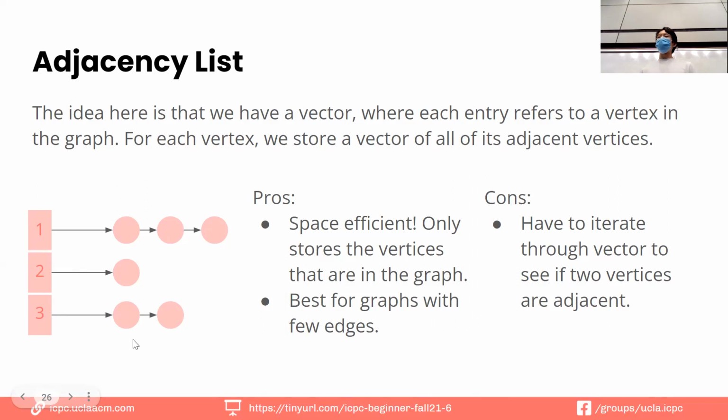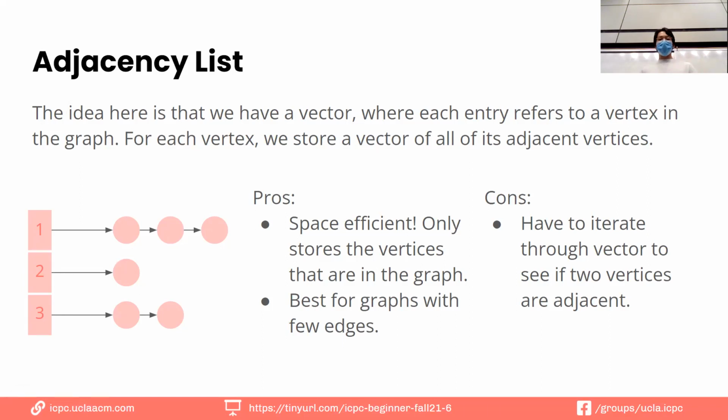So the pro of this method is that it's very space efficient. It only stores as many numbers as there are edges in the graph. And this is best for graphs with few edges because we don't waste a lot of space keeping track of the edges that aren't there, which will make sense once I bring up adjacency matrices.